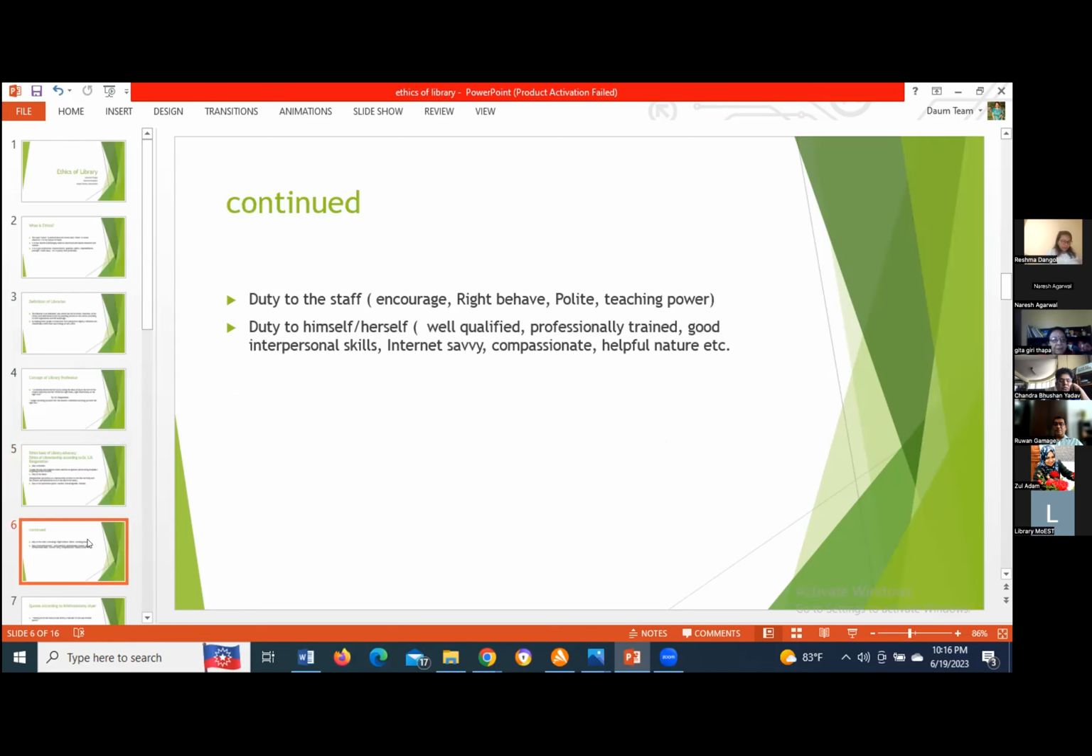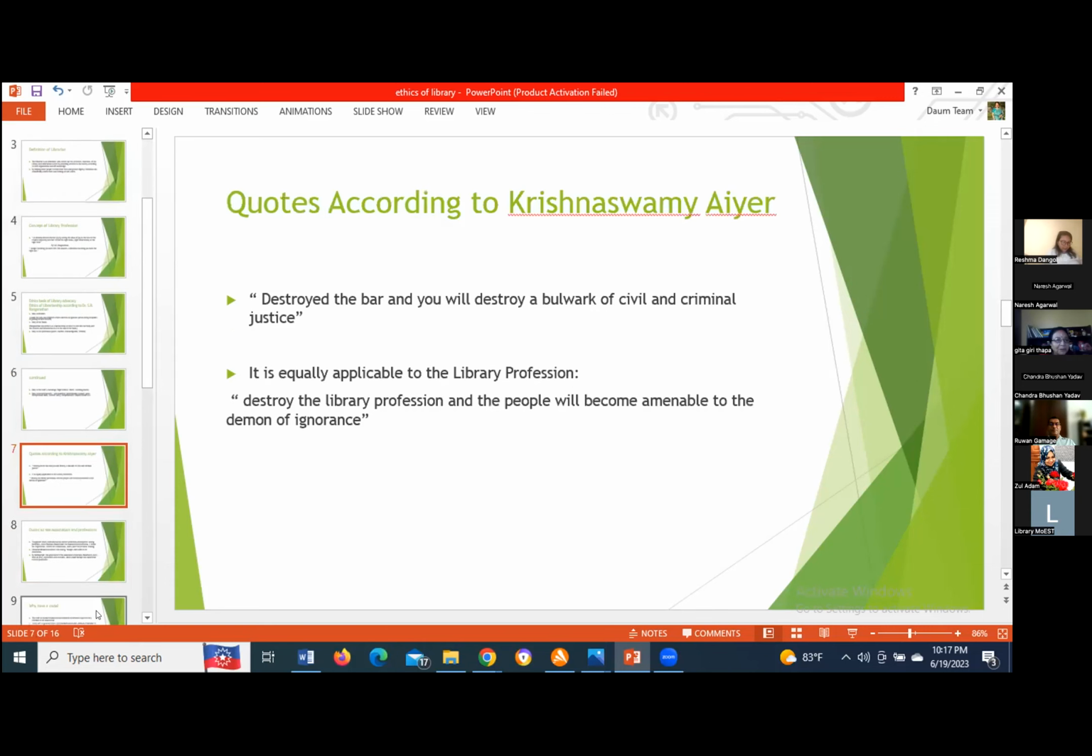Duty to the staff. We should encourage them, and behave rightly. We should always be polite to them. Teaching power: we have to give them the teaching power also, how to work, etc. Duty to himself or herself: well qualified, professionally trained, good interpersonal skills, internet savvy, compassionate, helpful nature, etc. We have to improve all these qualities in ourselves also.